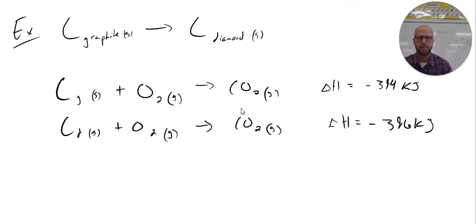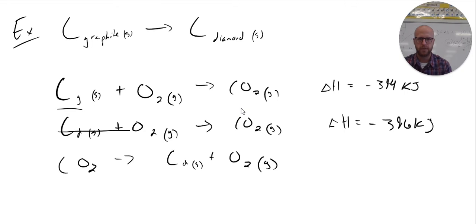Okay, so let's look at what we got here. I have carbon graphite as a reactant, and I have carbon solid diamond as a product. I've got carbon graphite as a reactant down here, but carbon diamond as a solid is a reactant down here. So I'm going to flip this second equation. So I'm going to have CO2 decomposes into carbon diamond, solid, plus O2 gas. Okay, so I flipped that one, so I'm going to cross that out.